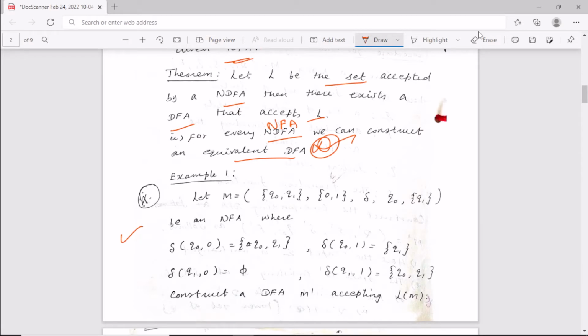Let M be a machine. This is your Q, that is the set of states Q naught, Q1. And this is your sigma. Sigma is nothing but the two input symbols 0 and 1. Delta, the transition function, is defined here like this. Q naught is the initial state. This is your final state. So for the NFA, we have Q, sigma, delta, Q naught and F. Now we are going to convert this NFA to an equivalent DFA.